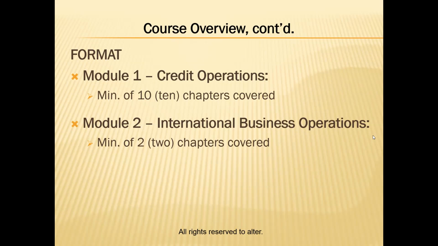again, I mentioned last week that about 75% of the course is concerning credit operations, and another 20-25% is on international business operations. So there'll be a minimum of 10 chapters covered during this course in module 1, and a minimum of 2 chapters covered in module 2.